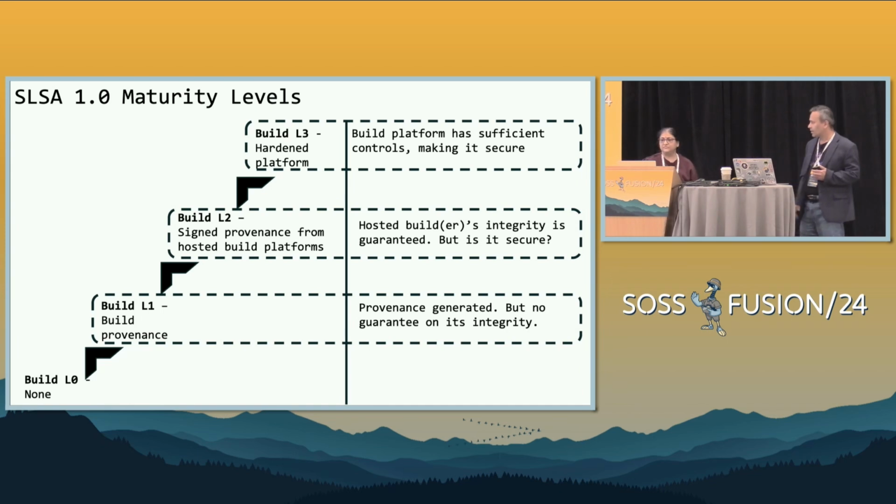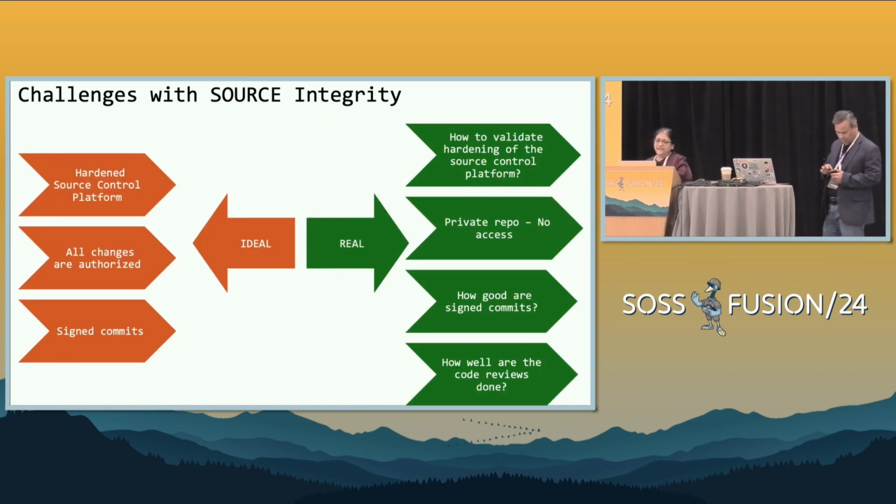Yeah. In an ideal situation, the end user will want some assurance that the source control platform was hardened, that all branch protection rules were implemented, all the changes were authorized, all the commits were signed and verified. But in reality, there is no way one can have assurance that the platform was secure. Even if the commits were signed, whether the signature was good enough, the keys were not stolen, and code reviews were performed by at least 2 people, and it was an informed review.